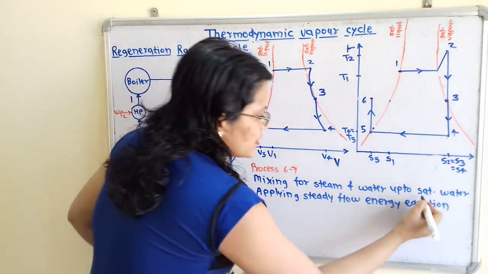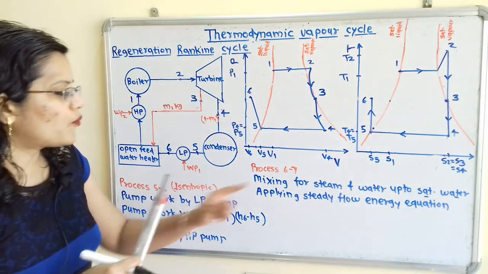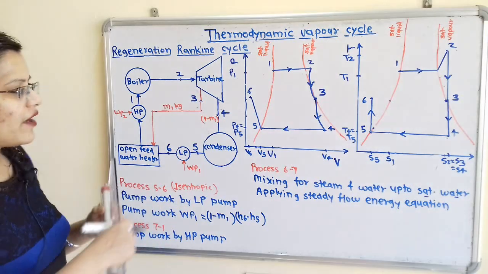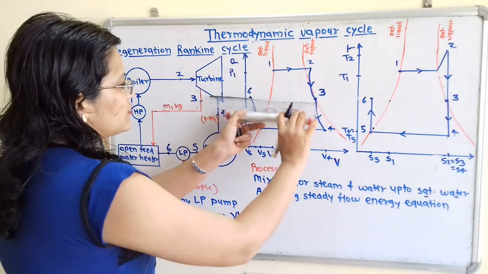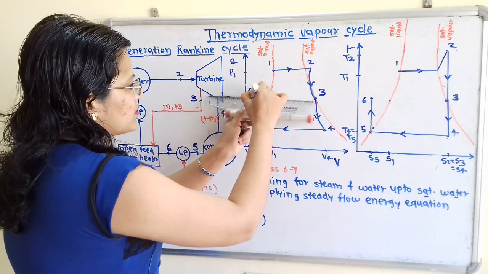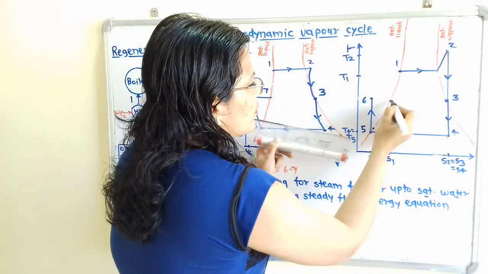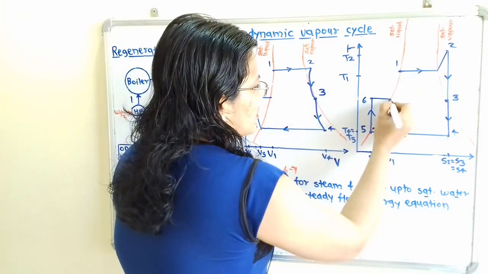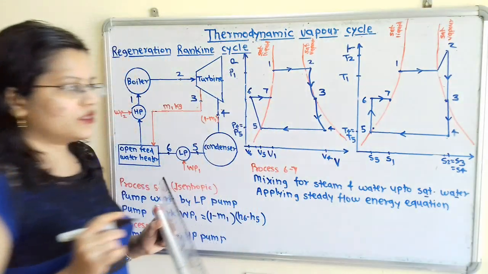So remember, this mixing is up to this saturated water. So we have to show point 7 on the saturated liquid line. So after mixing we will show here the point 7. So in the range of 6 only I will show here point 7. I will join this 6 to 7. Then in the same way I will show here point 7 on the saturated liquid line and I will join this point 7. So we have to show arrow also.